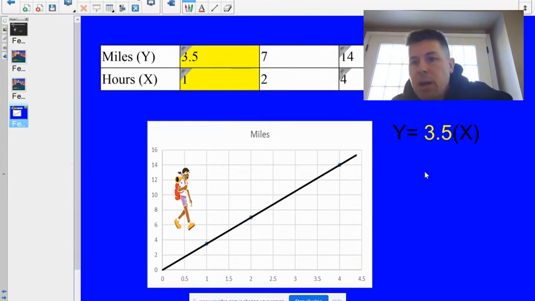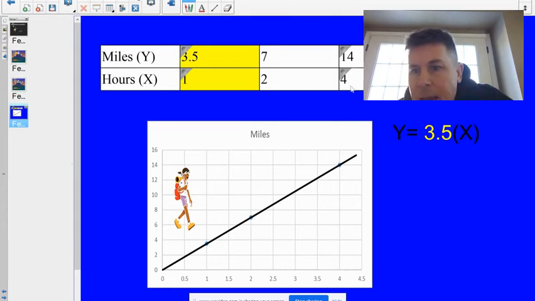Well, let's say she travels for 1 hour, which we see right here, right? Well, 1 hour goes in for x because the hours are our x values. 1 times 3.5 means that in that 1 hour, she would have made 3.5 miles. Let's say she travels for 2 hours. Okay, 3.5 times 2, we put the 2 in directly for x. 2 times 3.5, that's 7 miles.